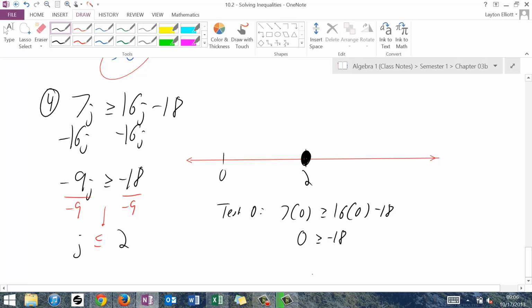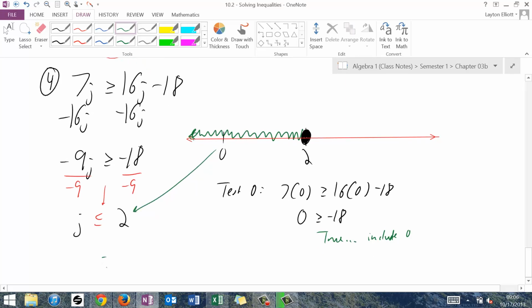And that is true. Now, notice how I tested it before I started shading. I can test and then shade. Since this is true, I want to include 0, because 0 is a solution. So I'm going to include 0 in the shading. I would shade in the direction that includes 0. And if I go back and I check, yeah, that matches. I want to be less than or equal to 2. Okay? So j, such that j is less than or equal to 2, is my solution.